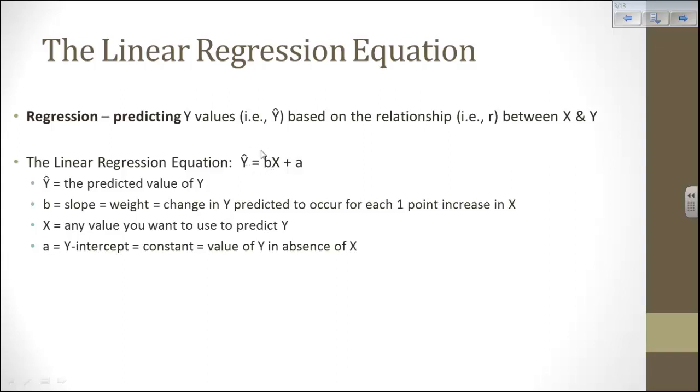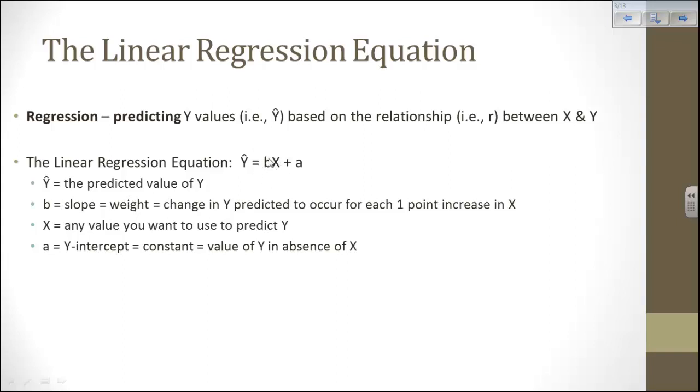b represents the expected change in y for each 1 point increase in x. So as x increases, what do we expect to happen to y? That's what b is. It's also called the slope or the weight. It's really called the weight in terms of regression. But if you remember the slope-intercept formula from algebra, this is like the m. So remember y equals mx plus b? That was algebra. Now, of course, the statisticians don't want to use that formula because we like to make it confusing for you. So b is like the m in the slope-intercept formula from algebra. It's called the slope in algebra. It's called the weight in statistics.